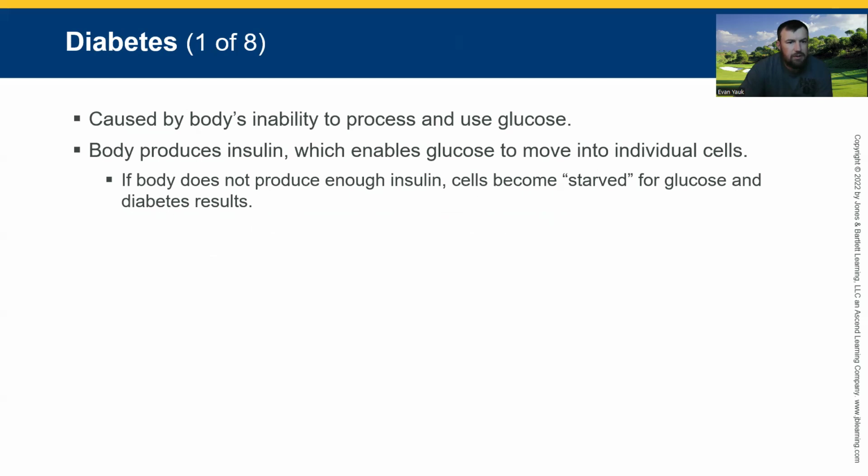Diabetes is caused by the body's inability to process and use glucose. The body produces insulin, which enables glucose to move into individual cells. If the body does not produce enough insulin, cells become starved for glucose, and diabetes results.